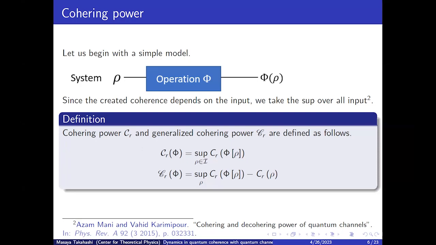Then we have the definition of coherent power and generalized coherent power as follows. Coherent power takes the sup over all incoherent states, and we try to find the maximum of the created coherence. But generalized coherent power takes all input states, so it doesn't have to be an incoherent state here.